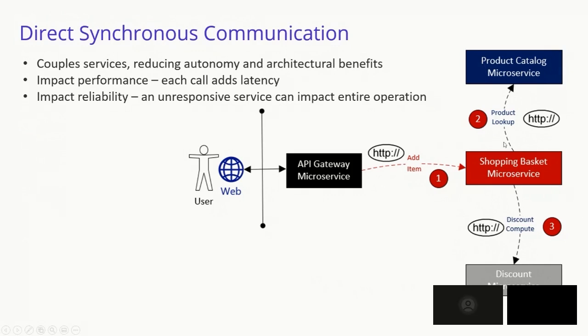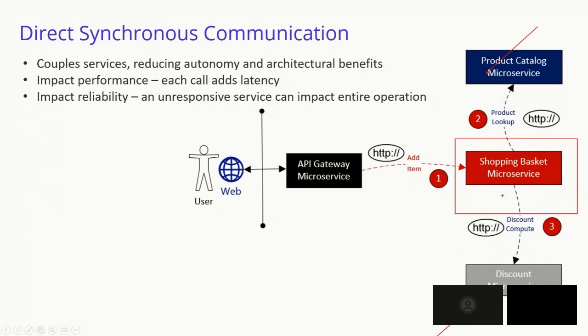So what's going on here? Anybody see a little bit of a problem here? Remember we said this was an independent, self-contained microservice, has its own data, has its own dependencies, it can evolve frequently and deploy independently. Well, now it has dependencies, right? It's dependent upon the product catalog service. It's dependent on the discount microservice. So now we're beginning to reduce our autonomy, and we're beginning to lose some of the architectural benefits of a microservice application.